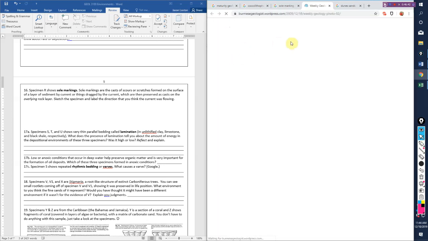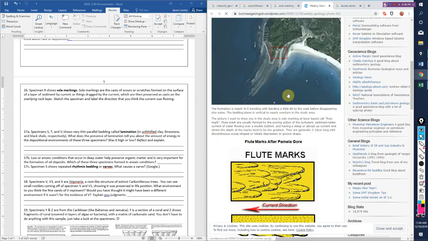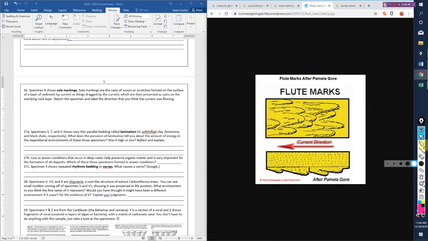Here are some examples. These are flute marks. This is one particular kind. So how these things form, I think some of you were not totally clear, so I'm going to run through this. Imagine this yellow part does not exist. There is no yellow part there, and instead what we have is just this pink layer like this. This is the ground right now.